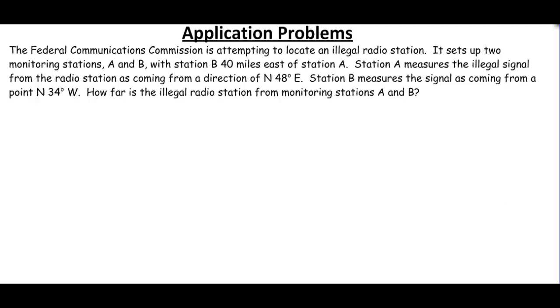So what would that look like? We know station B is east of station A, so station A might be here, and east would be this direction, is station B. And I know those are 40 miles apart, so I'm going to write 40 miles. All right, station A measures the illegal signal from the radio station as coming from a direction of north, 48 degrees east. So what I'm going to do at A is put my little north, south, east, west. That's what you want to do on this. Each vertex should have your little north, south, east, west crosshairs.